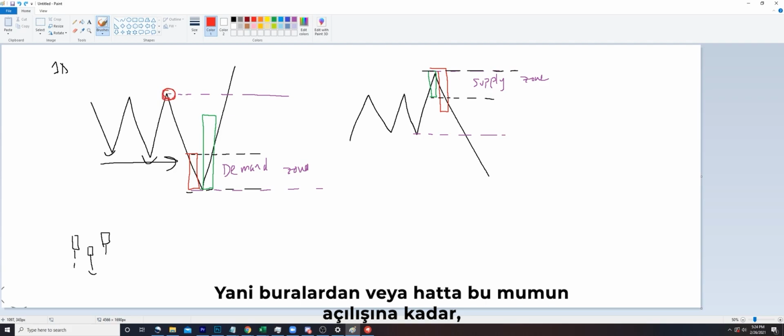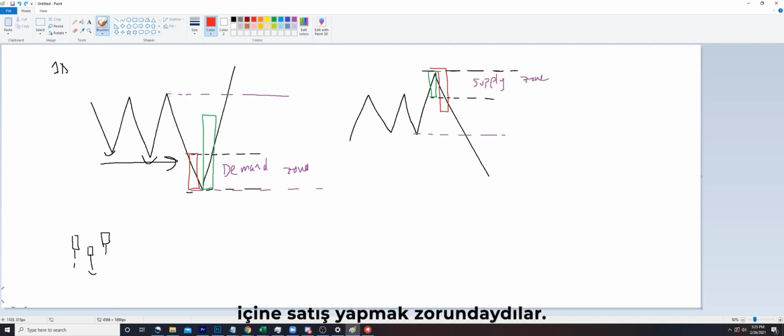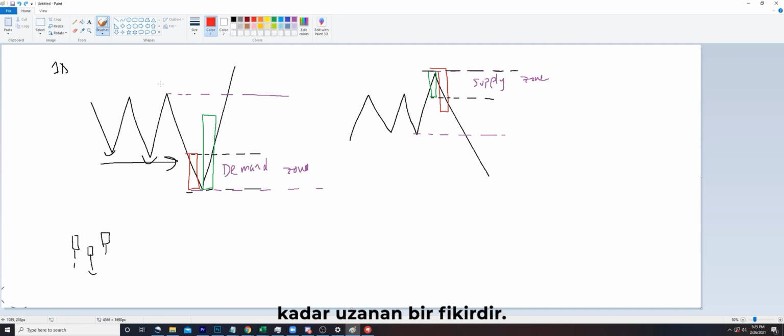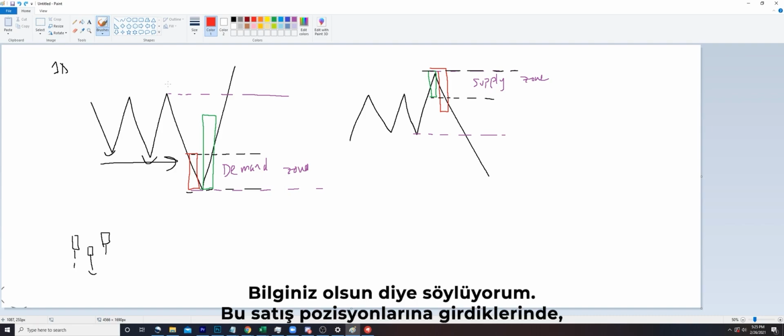So from around here, or even all the way to the open of this candle, they had to sell into this. So what they did is, and again, this is an idea that stemmed all the way back from even Wyckoff 100 years ago. Just so you guys know.